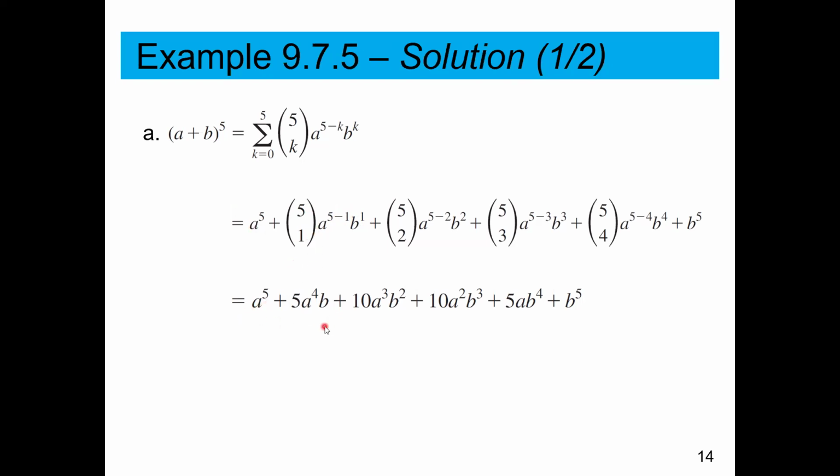And if you do 5 choose 1, well, that's 5. 5 choose 2 is 10. 5 choose 3 is 10. We've already done this. And 5 choose 4 happens to be 5.